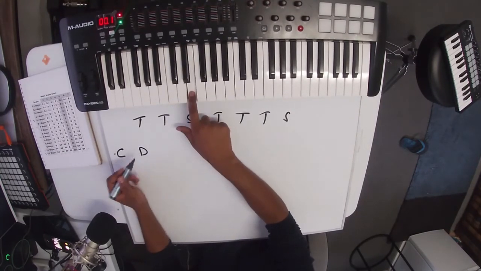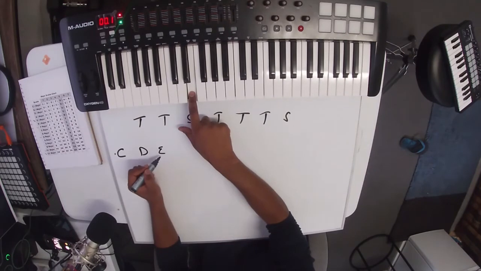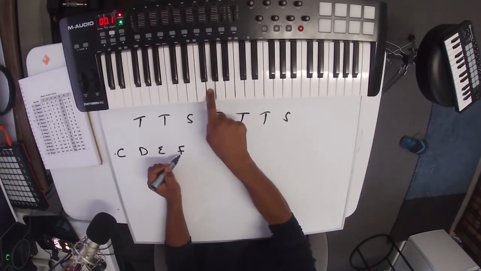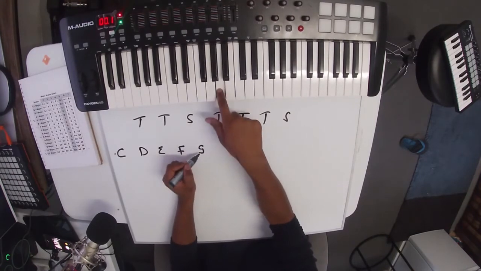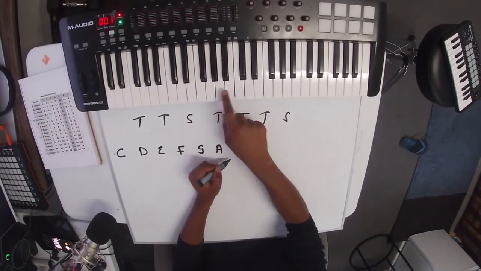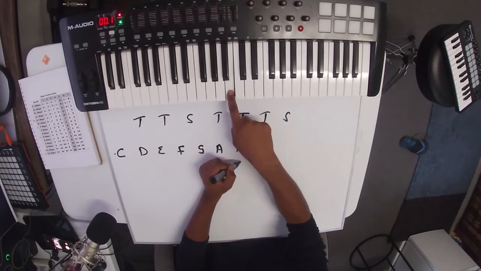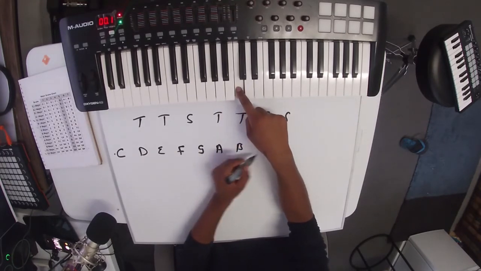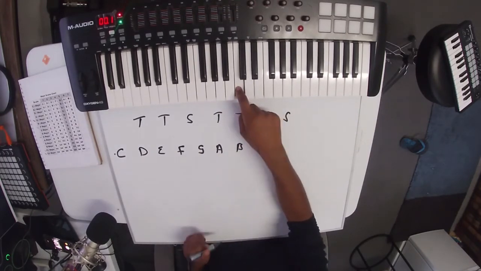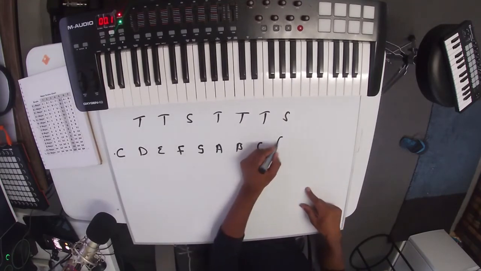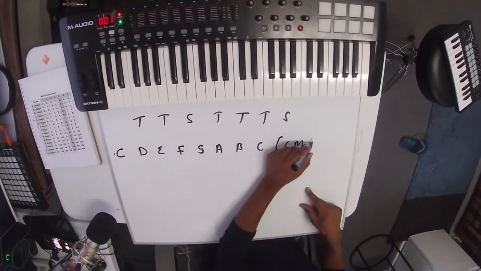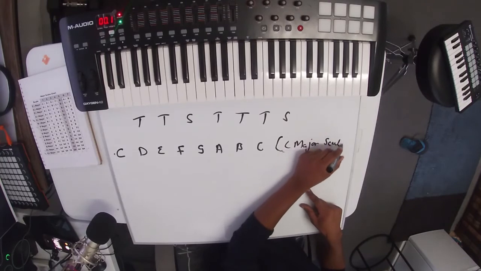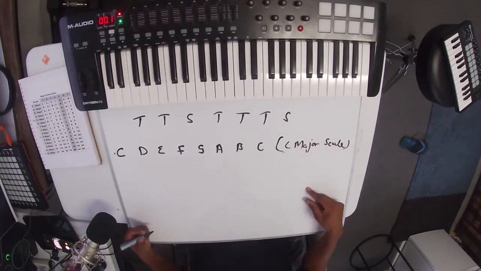tone, semitone. You can see here's a semitone, tone, tone, tone, and then semitone. Okay, that is your C major scale. C major scale. Let's choose another one.